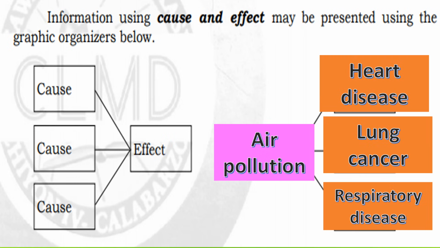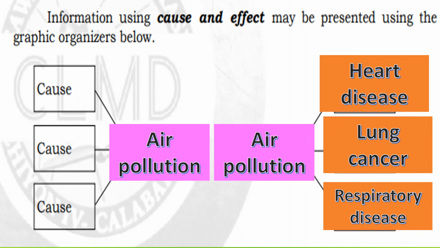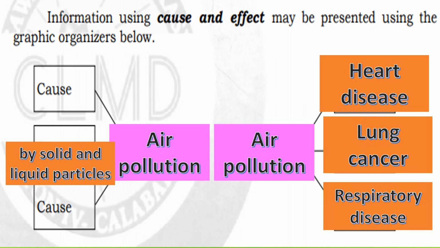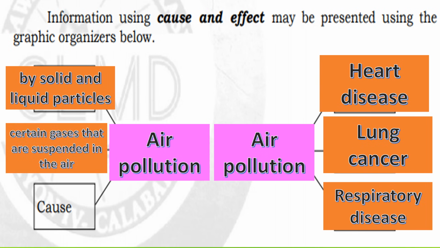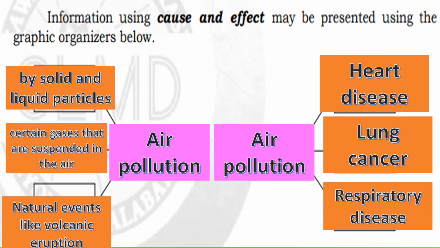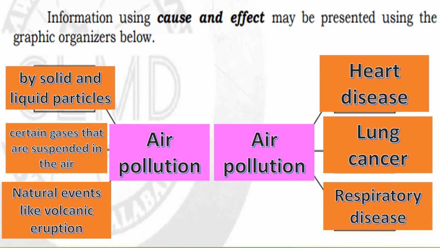And of course, for the effect, let's have an example. So the effect is air pollution. And the cause of the air pollution is solid and liquid particles, certain gases that are suspended in the air, and natural events just like volcanic eruptions.